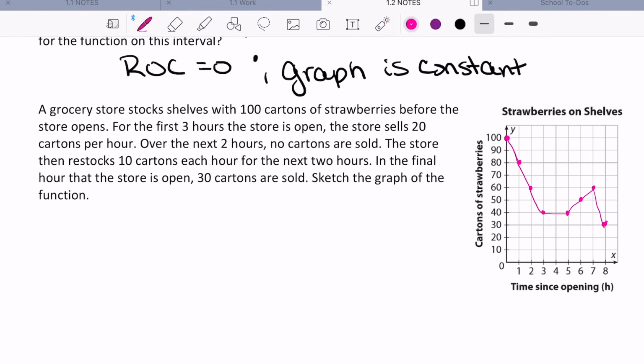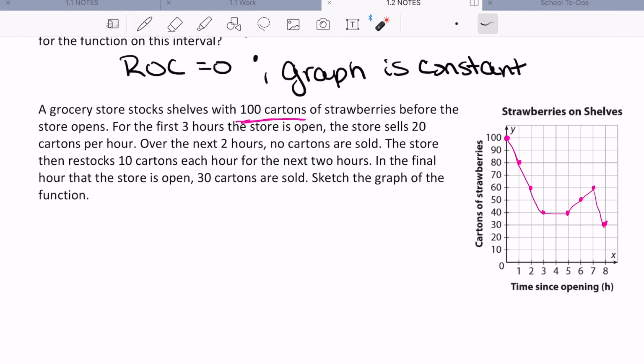First of all, it tells you that the grocery store is stocked with 100 cartons of strawberries. That's your starting point, y-intercept 0, 100. For the first 3 hours the store is open, the store sells 20 cartons per hour. So you can easily go down the first hour minus 20, second hour minus 20, third hour minus 20, and you can see that I have those points for each of those 3 hours. Over the next 2 hours, no cartons are sold. So that means we still have 40 cartons in the store at the 5-hour mark.